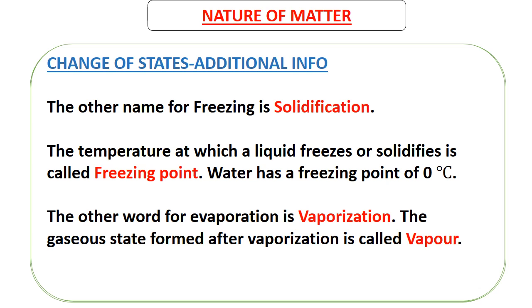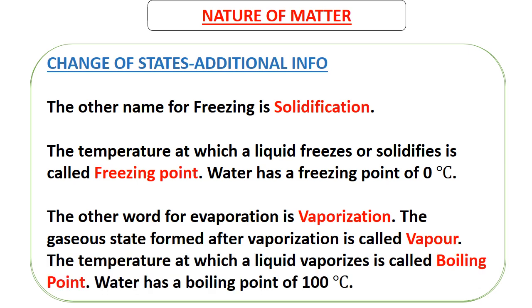The other word for evaporation is vaporization. The gaseous state formed after vaporization is called vapor. So that steam is also called vapor. The temperature at which a liquid vaporizes is called the boiling point. Water has a boiling point of 100 degrees Celsius. So when you're heating your water and you see steam forming, just know that you have reached 100 degrees Celsius, because that's the boiling point of pure water, by the way. I'm going to explain in other topics why I emphasize pure water.